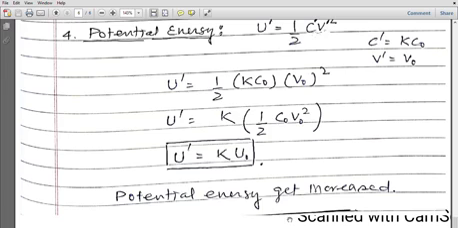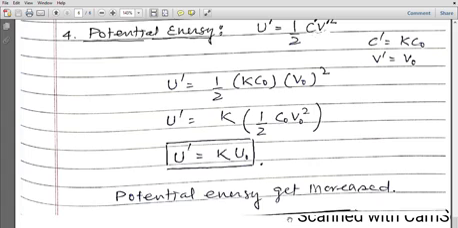This is the effect on different parameters when a dielectric slab is inserted between two plates of a capacitor, when the battery remains connected or the battery is disconnected. So this is the completion of this chapter.